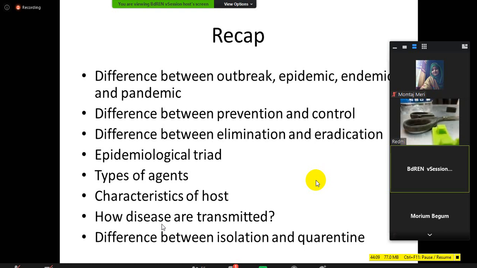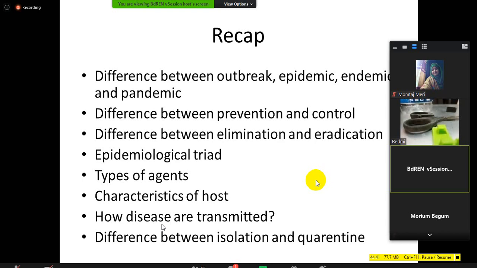If it has these, then I will call it an agent, right? In air, no agent can live for long, because air is always mobile. Air is in movement, and water also. If the water is in movement, no microbes can live there. That's why as reservoir we have only human being, animal, and soil.